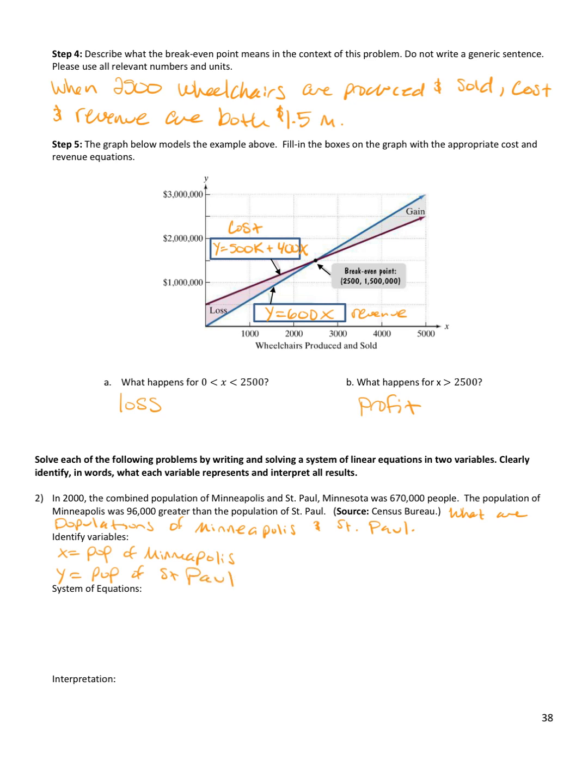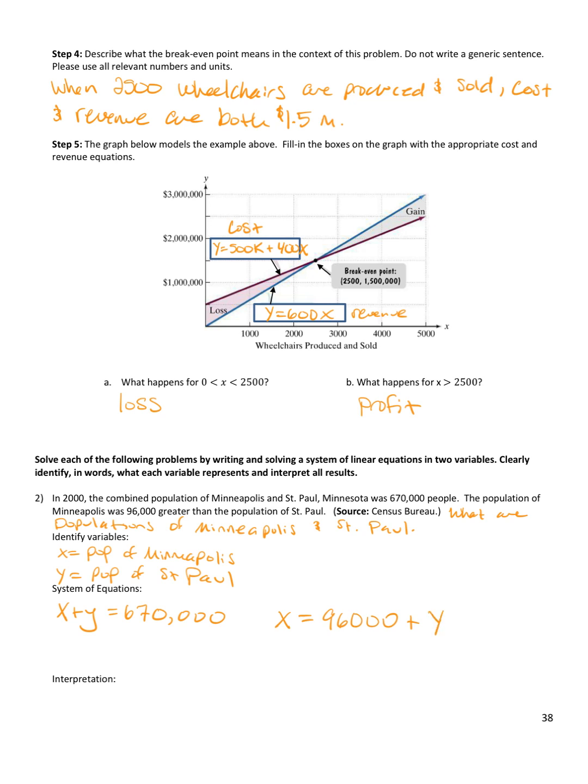And then we'll write down some equations. So I know the combined populations, when I add them together, x plus y should give me 670,000 people. And I know that the population of Minneapolis is 96,000 greater than the population of St. Paul. So to get the Minneapolis population, which is x, I have to add 96,000 to the population of St. Paul, which is y.